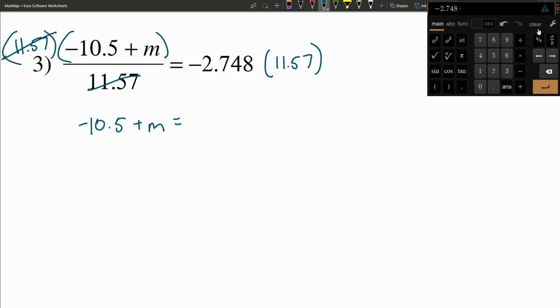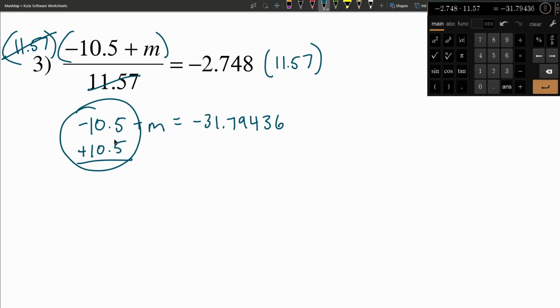And when we multiply negative 2.748 by 11.57, we get negative 31.79436. Now, remember we're solving, so we're isolating that variable m. In order to do that, since I have a negative 10.5 plus m, I need to add 10.5 to both sides. Because when I add the opposite of a positive to itself, that's going to be 0.